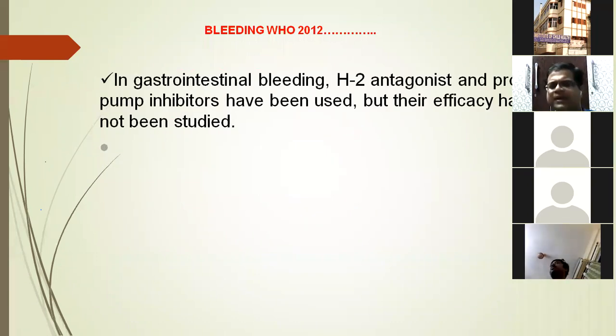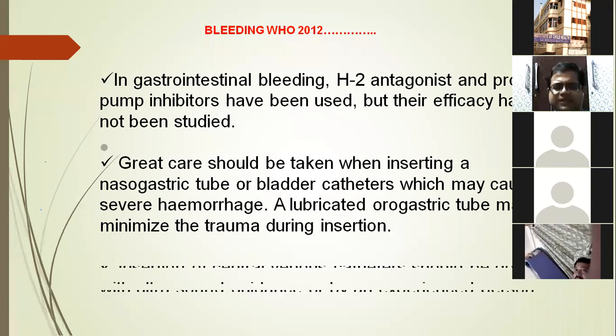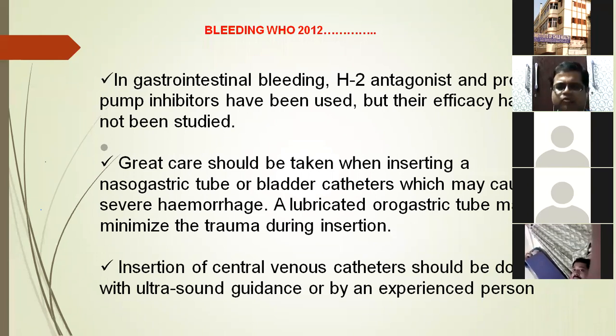In gastrointestinal bleeding, H2 antagonists and proton pump inhibitors have been used, but their efficacy has not been studied. I know, theoretically, but practically, if the patient has a GI bleed, I usually give a PPI. Great care should be taken when inserting a nasogastric tube or bladder catheter, which may cause severe hemorrhage. Very important. A lubricated orogastric tube is preferable, and specifically one size smaller lubricated silicone catheter is preferable for catheterization in this sickness.